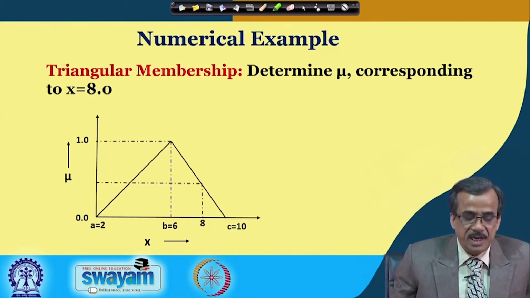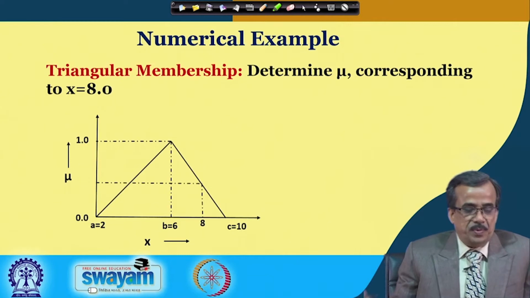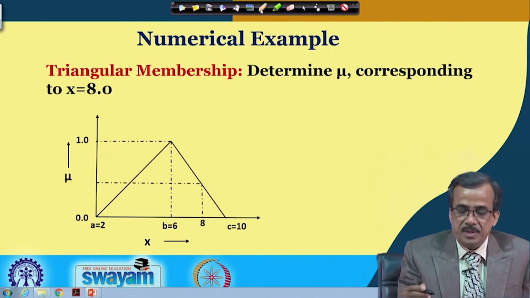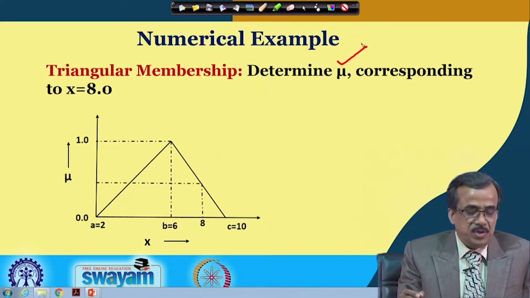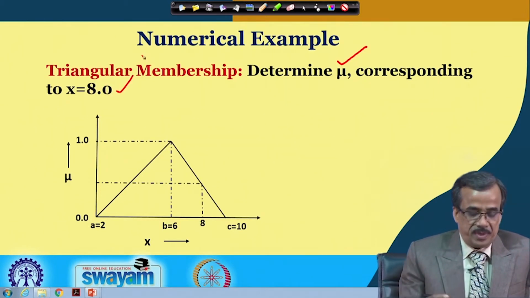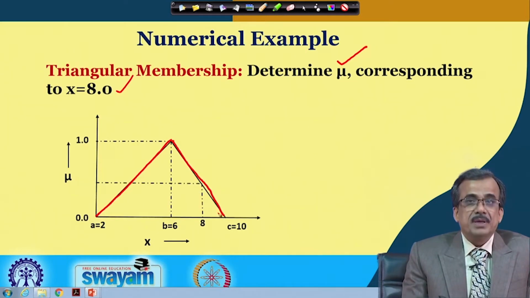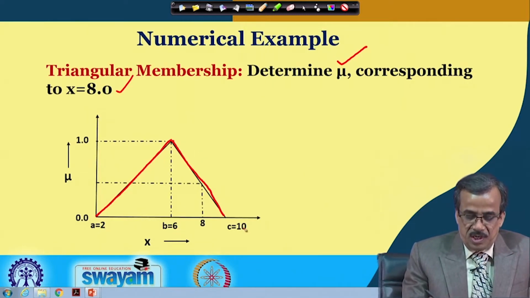Now, to start with the numerical examples related to determination of the membership value, that is mu, let me start with a triangular membership function distribution, and our aim is to determine the membership value, that is mu, corresponding to a particular value of the variable, say x equals 8.0. Here I am going to consider one triangular membership function distribution, where a equals 2, b equals 6 and c equals 10.